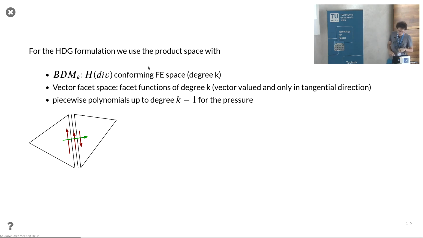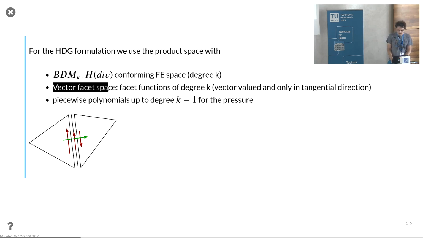And this is what we do with a new space, which is called the vector facet space or tangential facet space, which are polynomials that are just defined on the skeleton, so just on the facets, and are in tangential direction. Yeah, so like the trace of an H(curl) conforming finite element space.